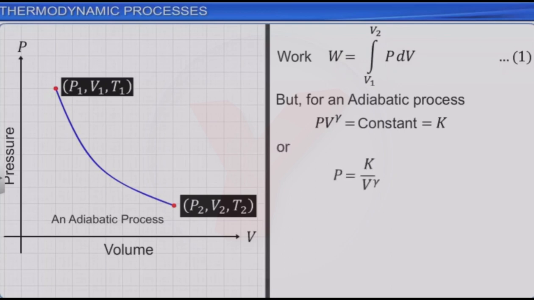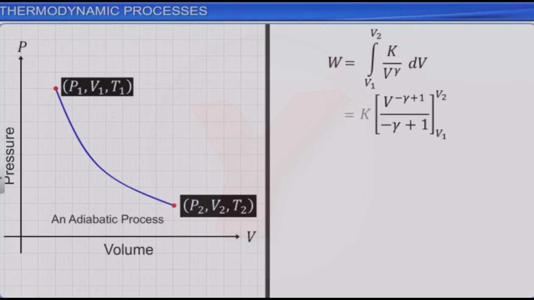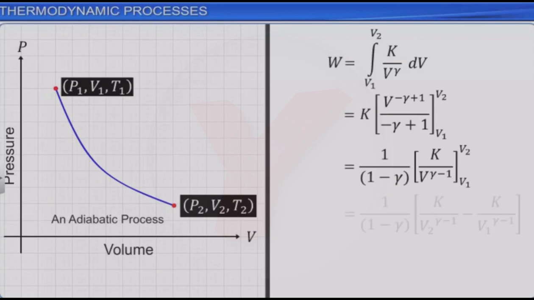Substituting equation 2 in equation 1, we have W = ∫ from V1 to V2 of K / V^γ dV, which is equal to K times V^(−γ+1) / (−γ+1) from V1 to V2, which is equal to 1/(1−γ) times K / V^(γ−1) from V1 to V2, equal to 1/(1−γ) times [K / V2^(γ−1) − K / V1^(γ−1)].